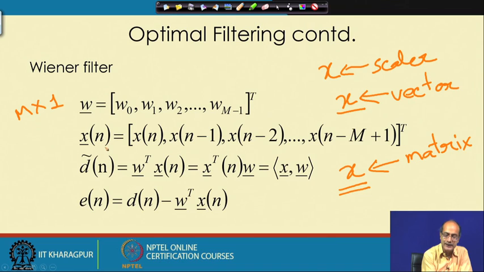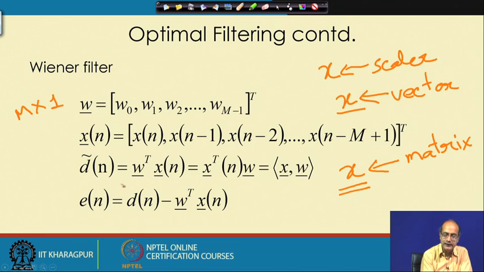So, we have an index n, and the configuration of it is the first point, or the topmost point in this column, is the present value, and then moving forward, we are going back in the past: x n minus 1, x n minus 2, in that way, and we have m minus 1 lags of x n. And when we talk about d n, it is a scalar d tilde n.